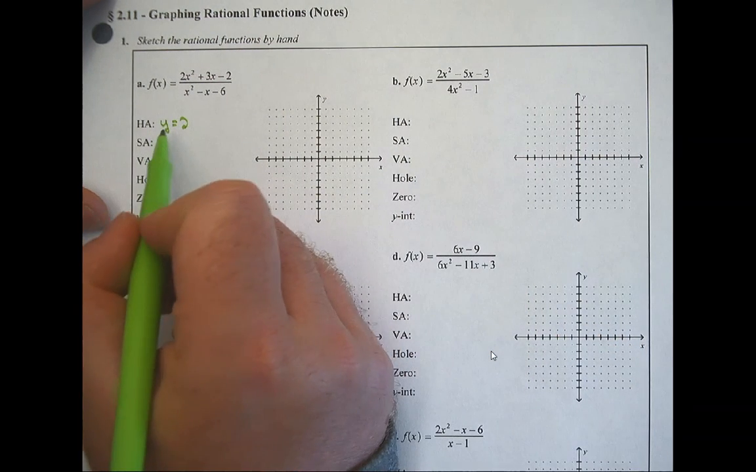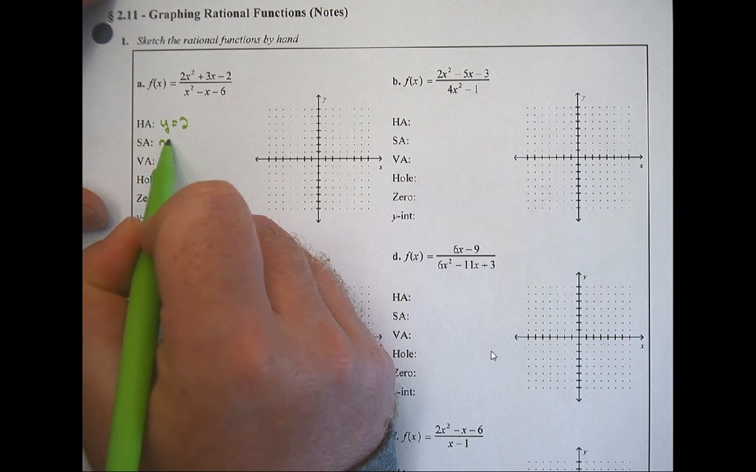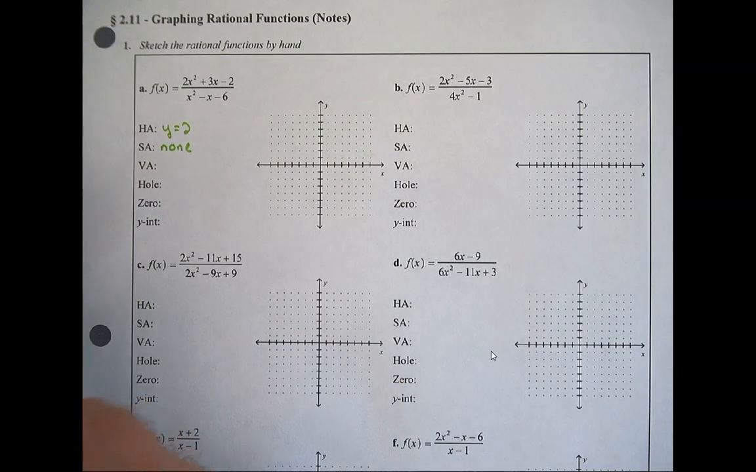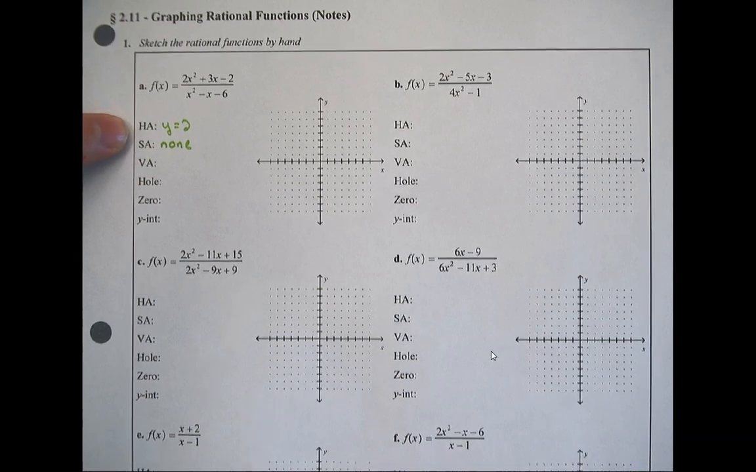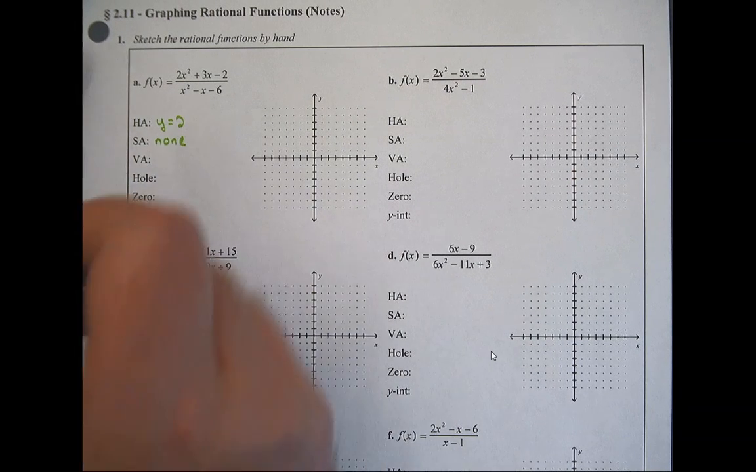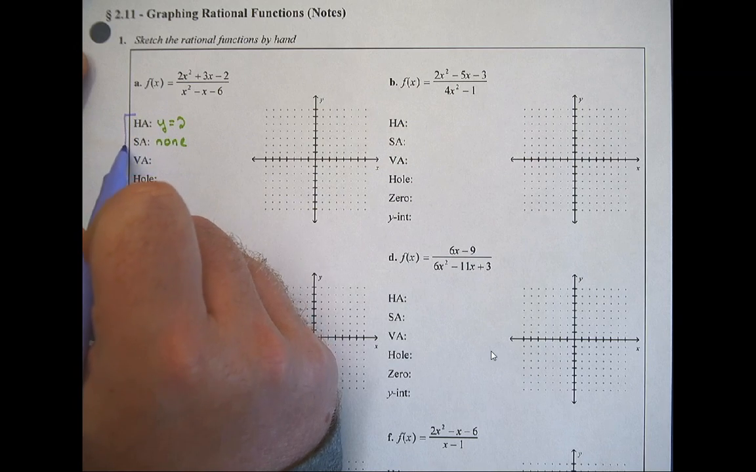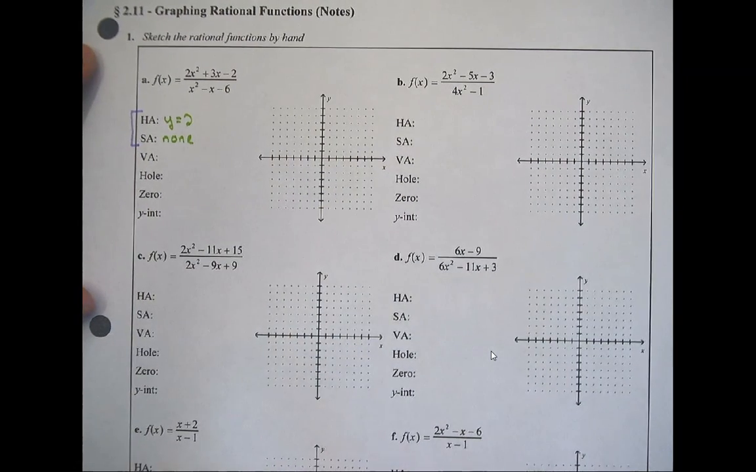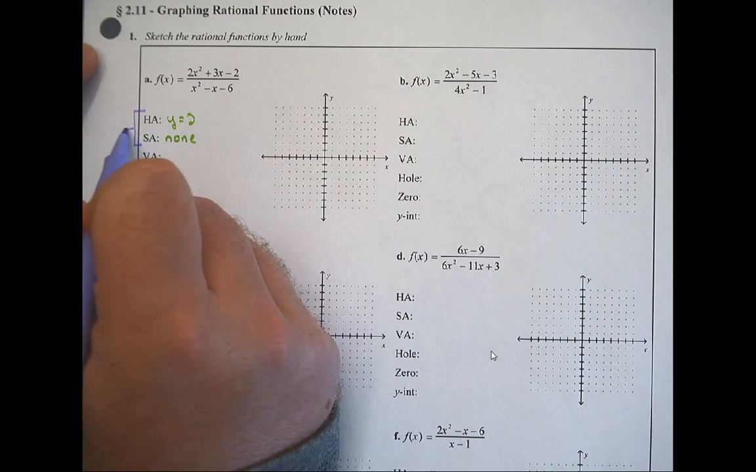Now, if you have an HA, you do not have an SA. That's called a slant asymptote. So most of our examples, actually until the very end, the SA is going to be none every time. So let's not sweat what the SA is until we get to one where we have to use it. So let's leave a little note here.